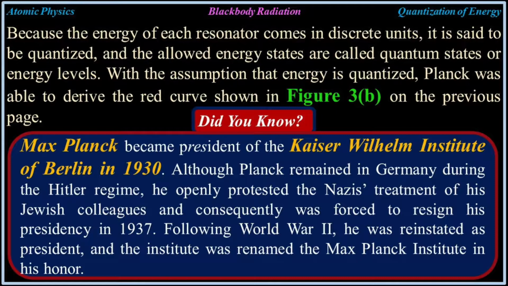Max Planck became president of the Kaiser Wilhelm Institute of Berlin in 1930. Although Planck remained in Germany during the Hitler regime, he openly protested the Nazi treatment of his Jewish colleagues and consequently was forced to resign his presidency in 1937. Following World War II, he was reinstated as president, and the institute was renamed the Max Planck Institute in his honor.